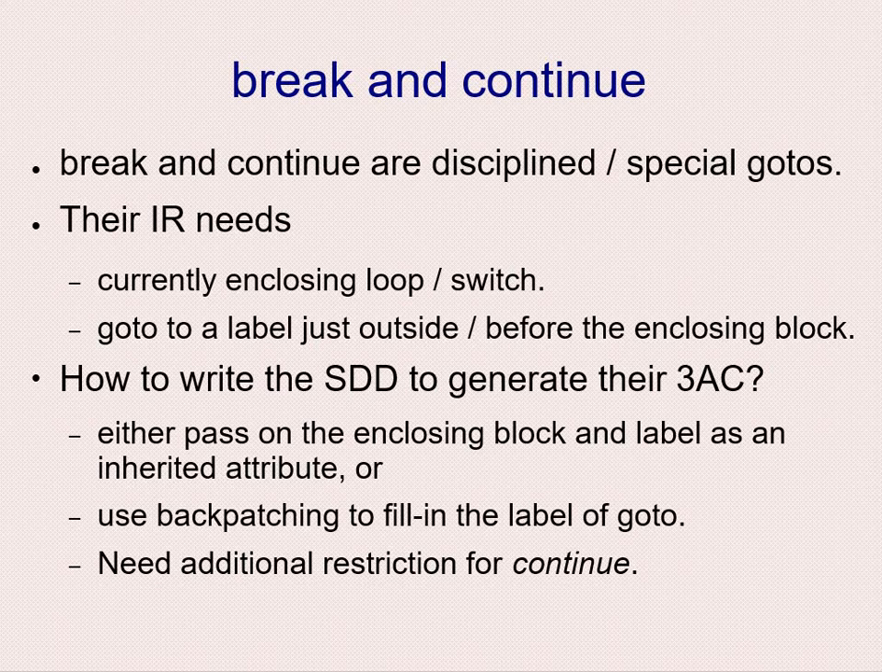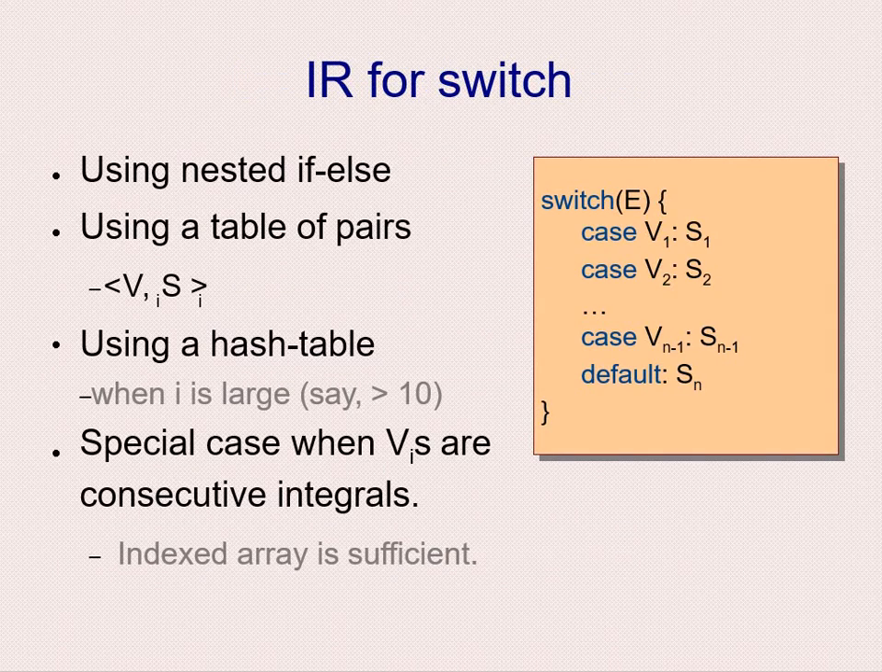Then how will we write the syntax-directed definition to generate their three-address code? Either pass the enclosing block and label as an inherited attribute, or we can use backpatching to fill in the label of the goto. We also need additional restrictions for continue. Now we can see how we will represent intermediate representation for switch.